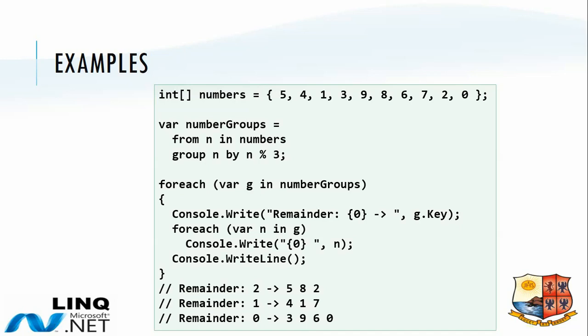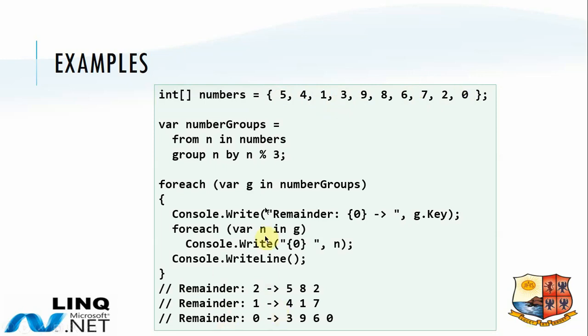So 5, you'll get 2. 4 means you'll get 1. 1 means, sorry, you'll get again 1 only. 3 means you'll get 0. 9 means you'll get 0. 6 means you'll get 0. And 0 also, you'll get 0 when you mod that number.